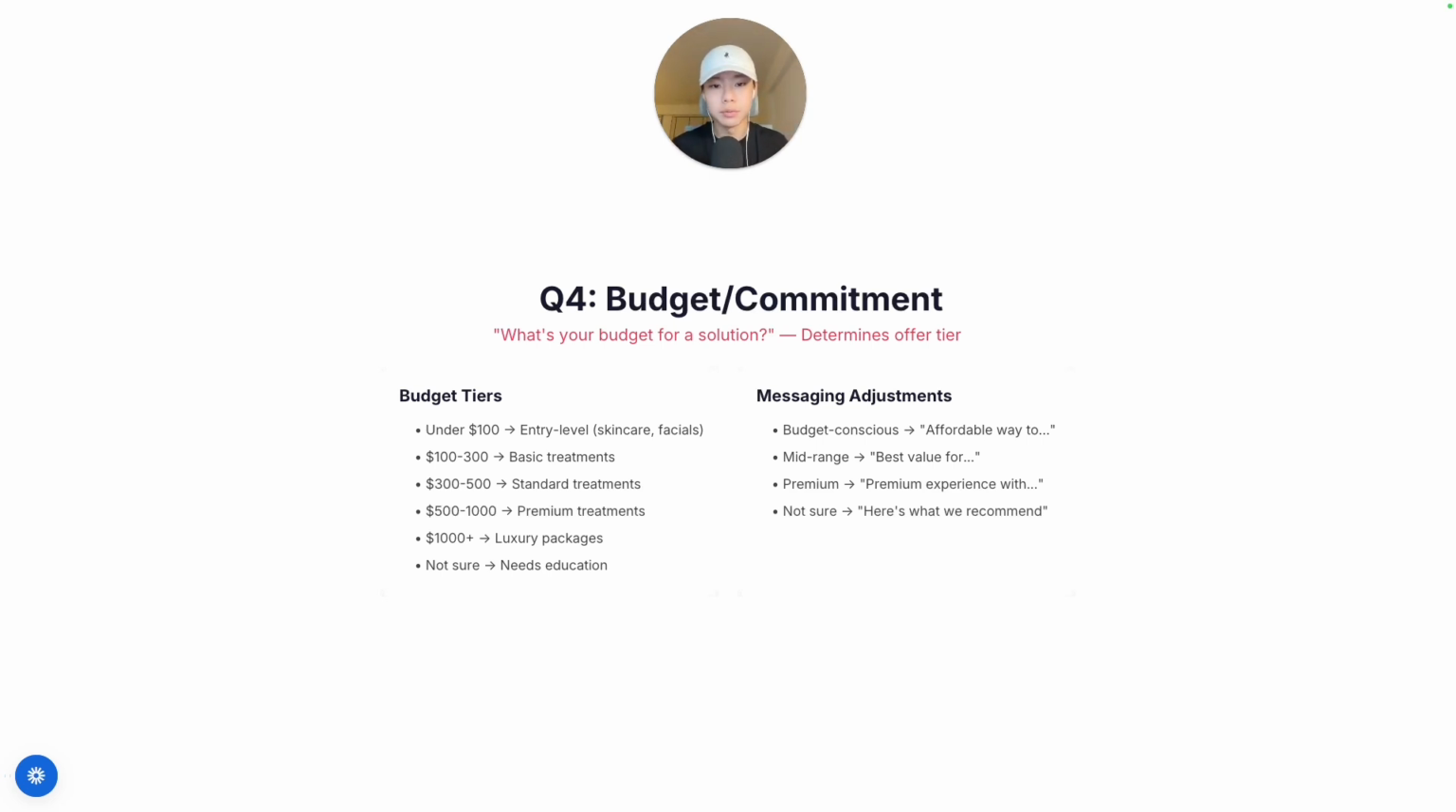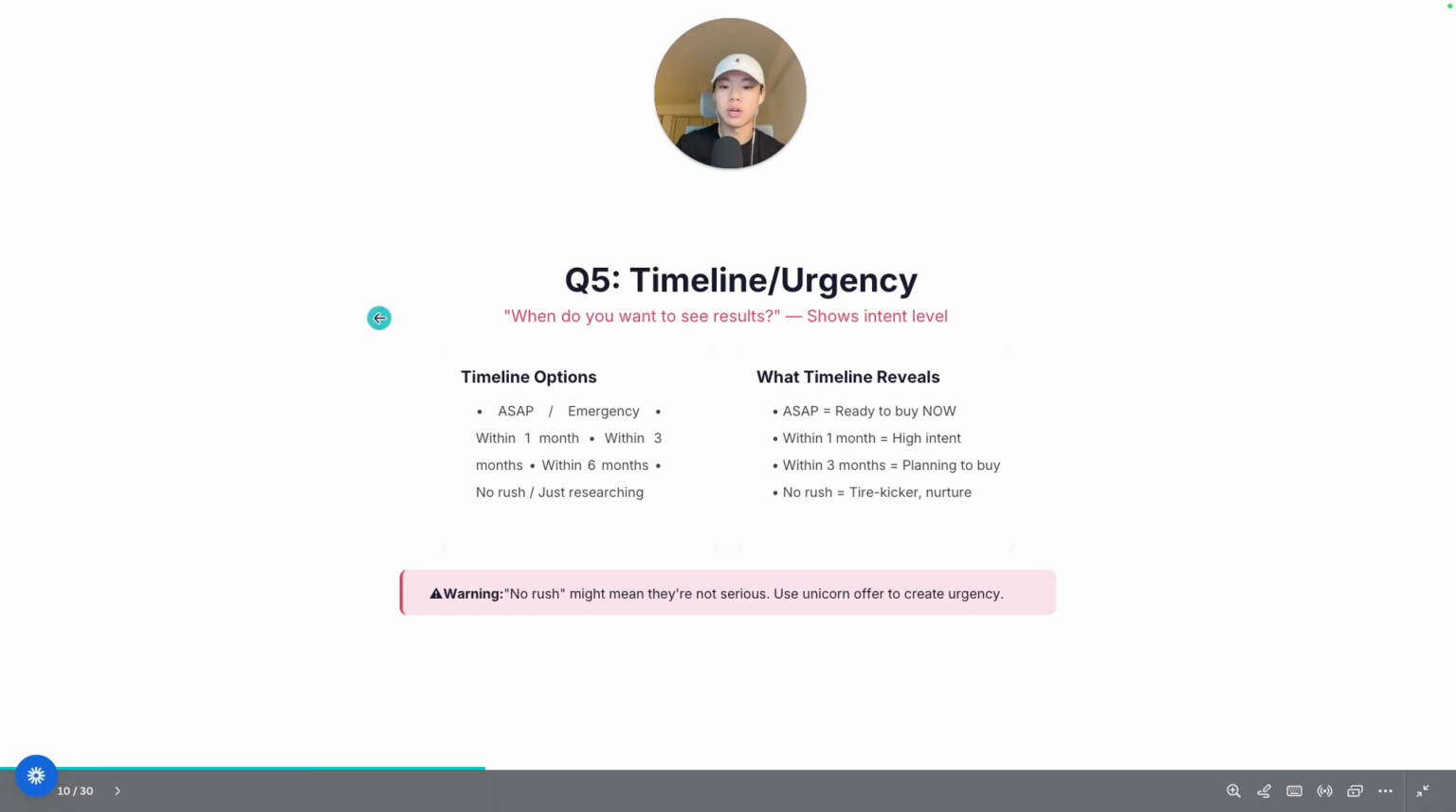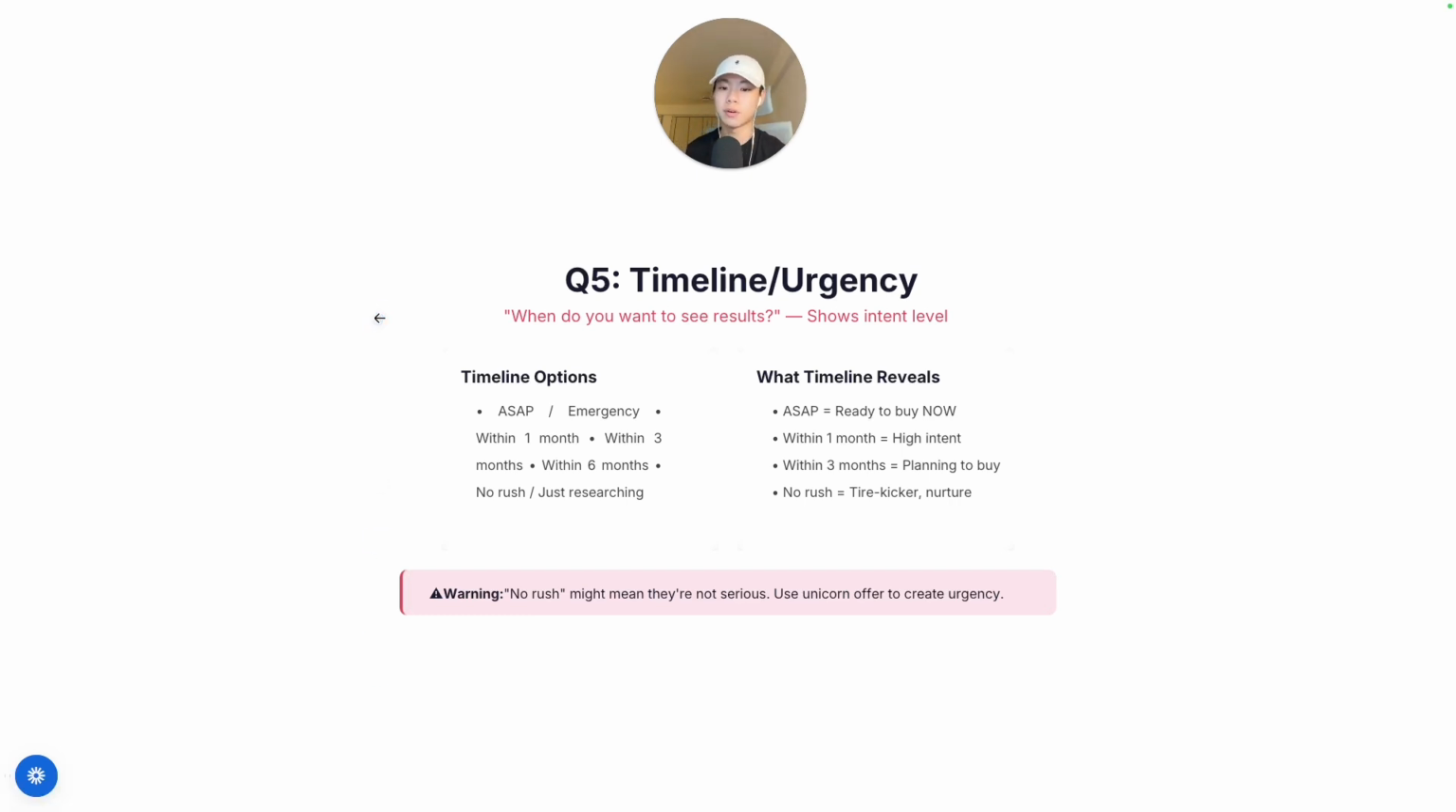So, all right, cool. Timeline and urgency, very important. Urgency. When do you want to see the results? It shows the intent level. Okay, so for the options that we can put for this will be ASAP, emergency, or within a month, within 3 months, within 6 months, no rush, or they're just looking around.